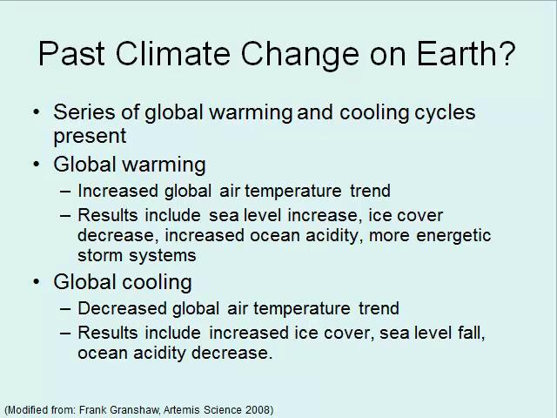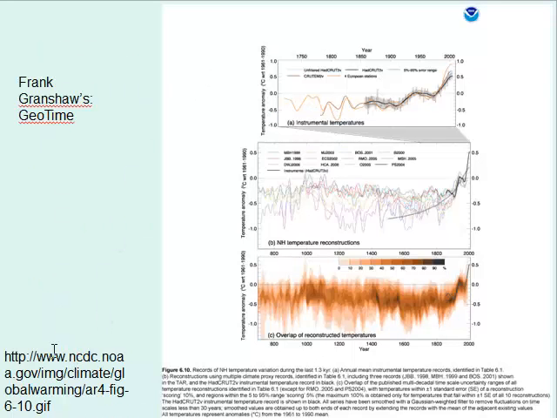So what's happened throughout the past? Well, we see a series of global warming and global cooling cycles. And when we have warming occurring, we have increased global air temperature trend. We end up with increased sea level, decrease in ice cover, increased ocean acidity, more energetic storm systems. When we have global cooling, decreased global air temperature trend, we have increased ice cover, lower sea levels, and ocean acidity decrease.